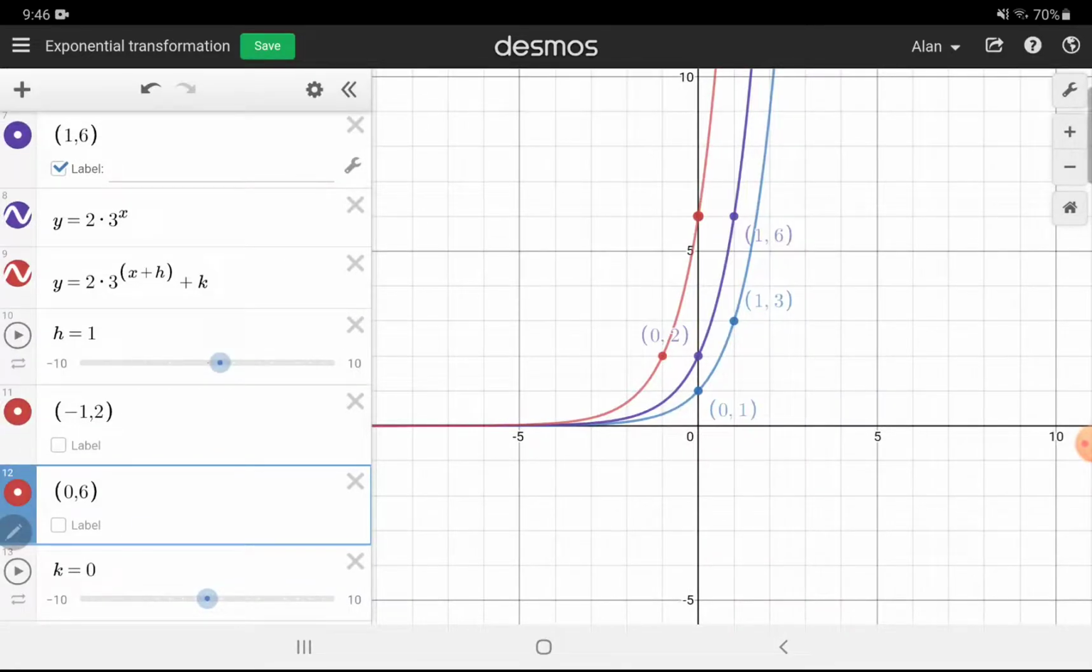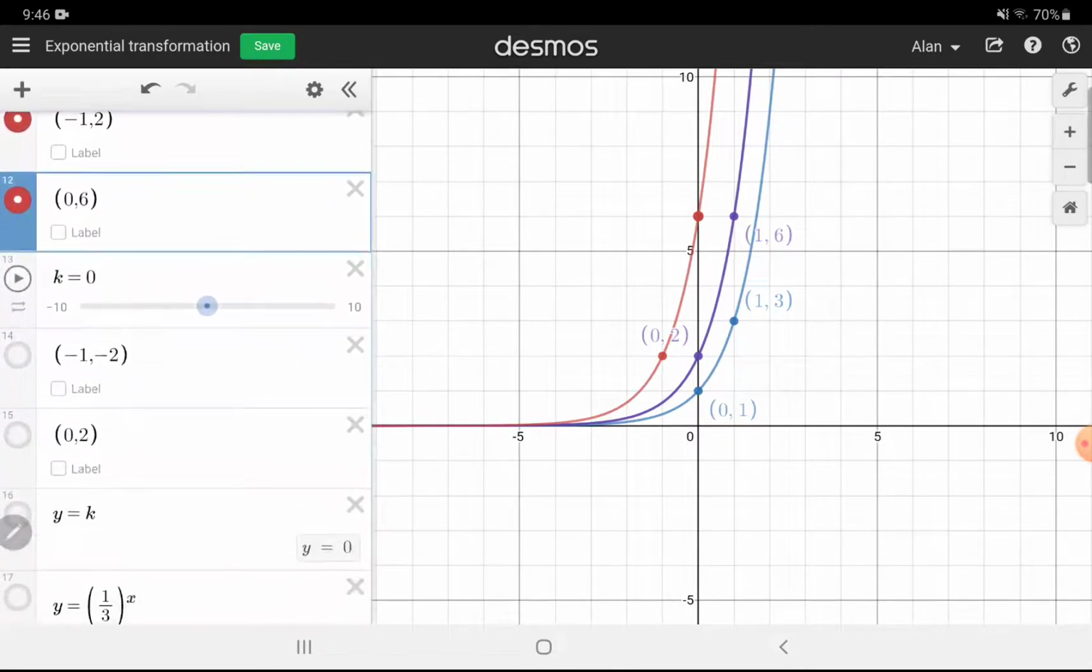Now that we have moved our horizontal shifts, let's go ahead and move our vertical shifts. So now the k value, we see that in number 37, we're going down by 4, negative 4.